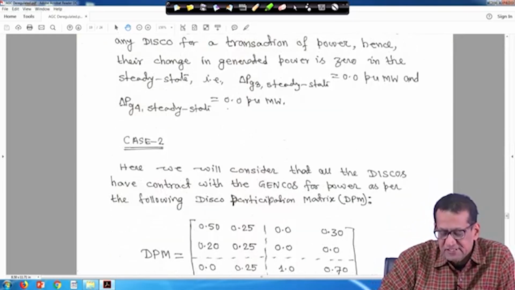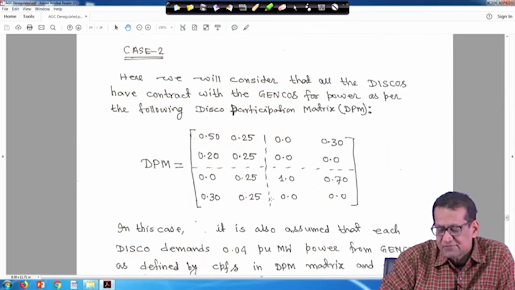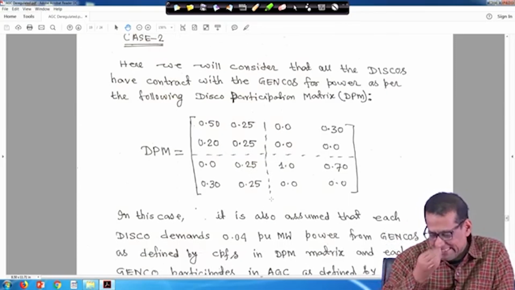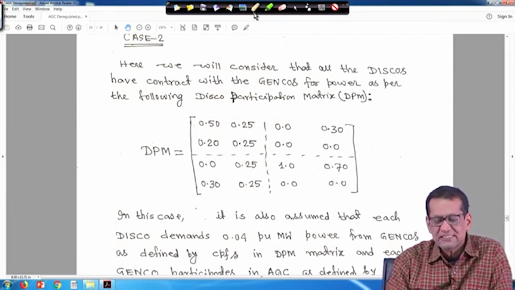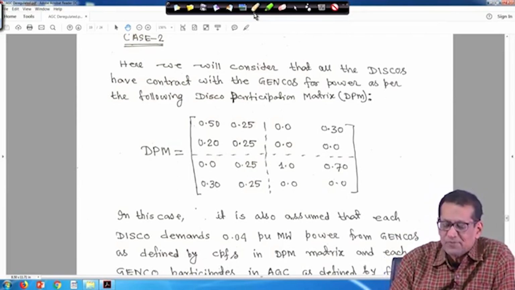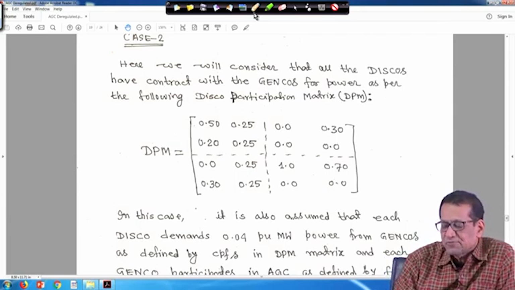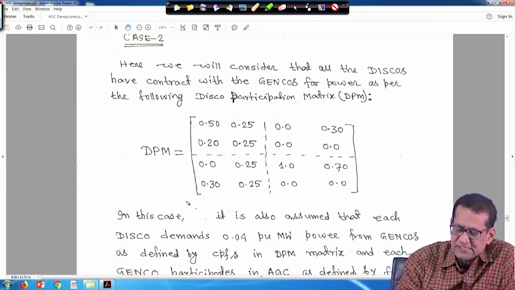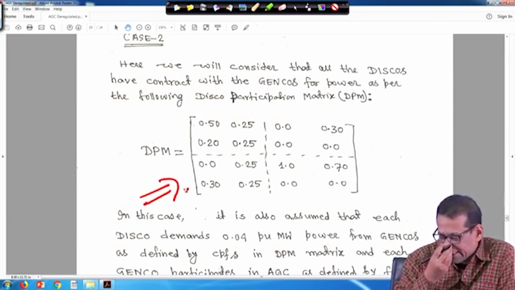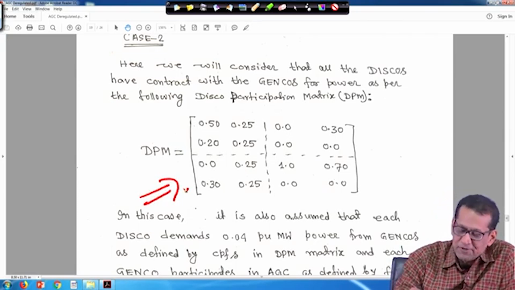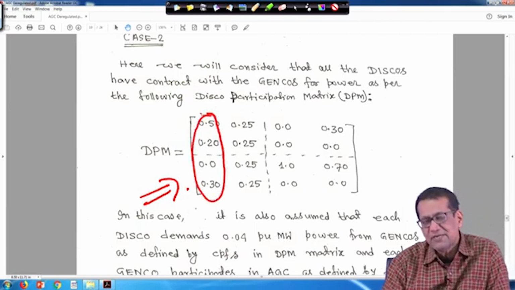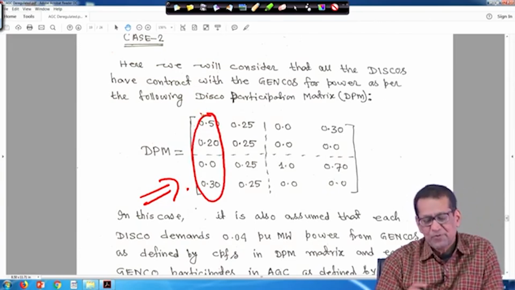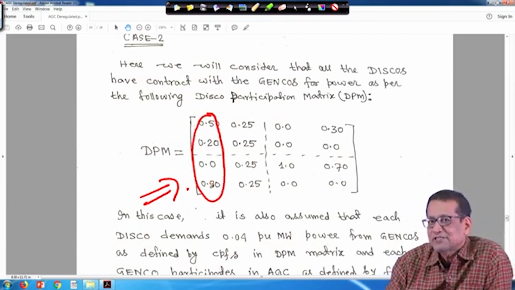Now next is your case 2. In this case we consider that all the DISCOs have contact with the GENCOs for power as per the following DISCO participation matrix, DPM. You have to consider it in such a fashion that if you sum up all the column elements, it will be 1. So it is 0.5, 0.2, 0.3, so it is 1.